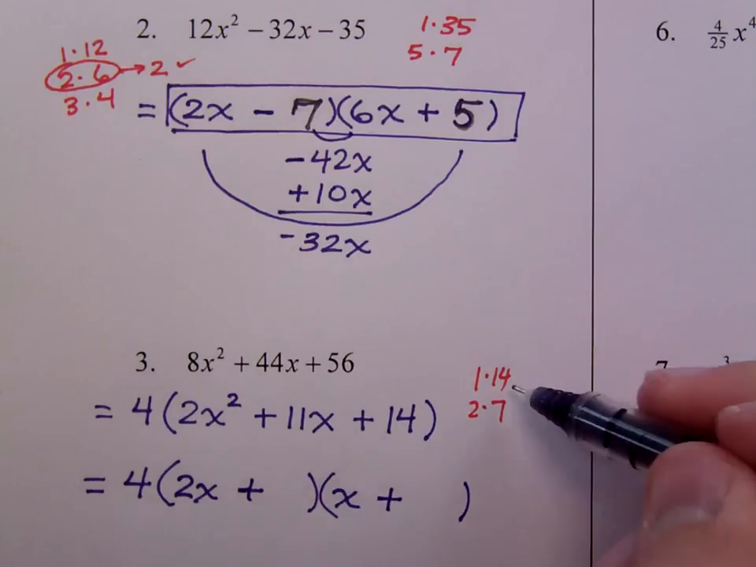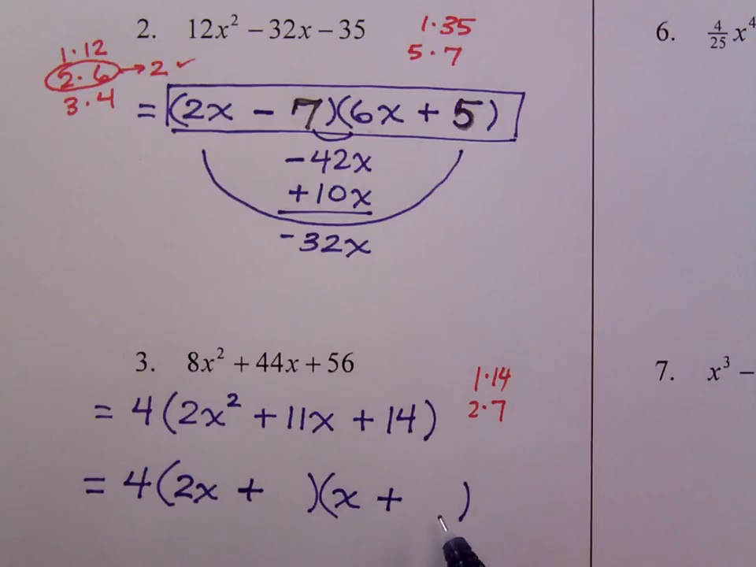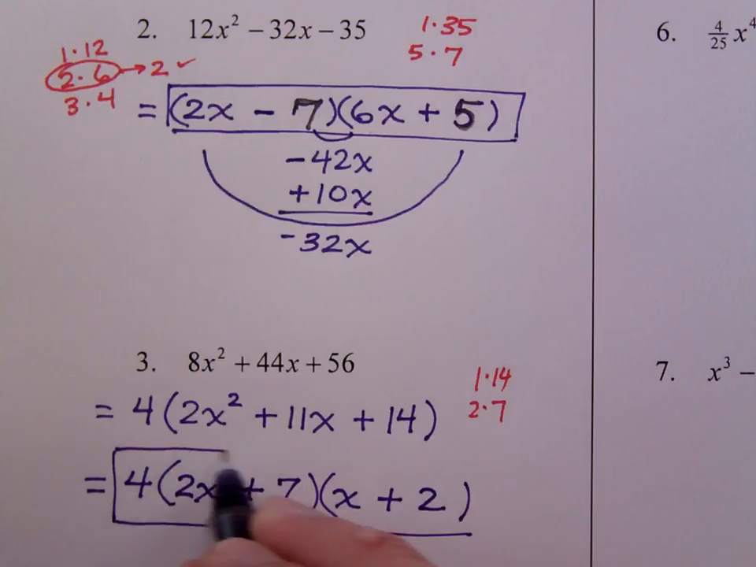If I try to use 1 and 14, no matter where I put it, I'm going to end up way larger than 11. So I have to use the 2 and the 7. The 2 is not allowed to go here because it would cause a common factor, and then we'd fail. So the 2 has to go here, and the 7 goes here. A quick check will show you that you have 7x in the middle, 4x on the outside, so 7 and 4 gives you the 11. So this guy is factored.